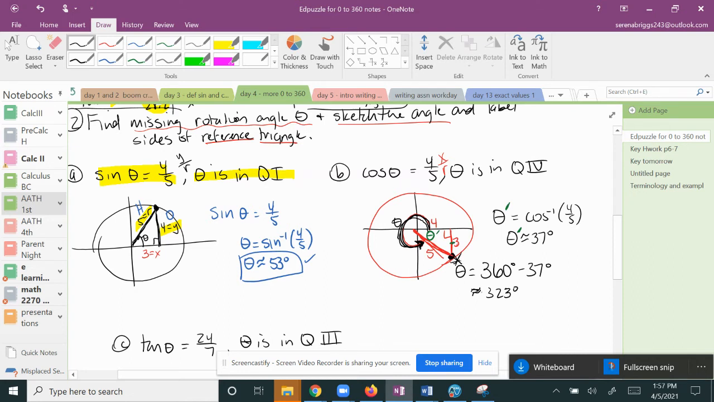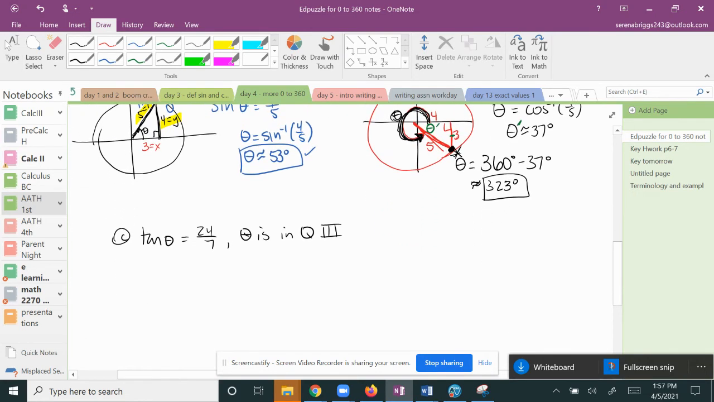You have to think that back through in the end, all right? I've labeled the sides of my triangle. I've shown my rotation angle very carefully. It's in black right there. That's the theta. I've labeled it, and it's about 323. You try part C.